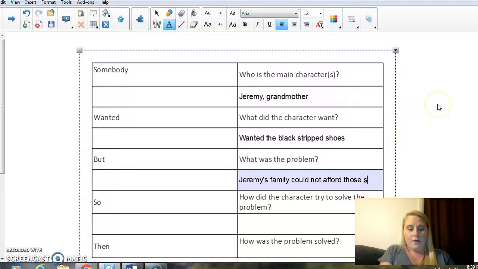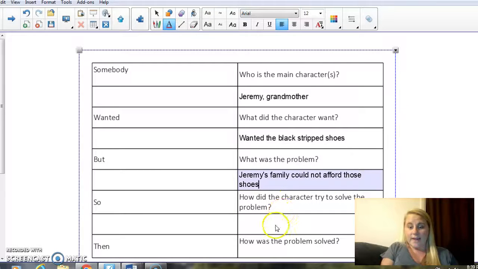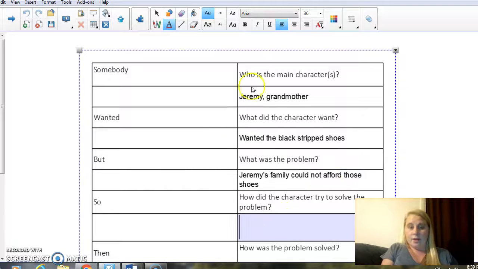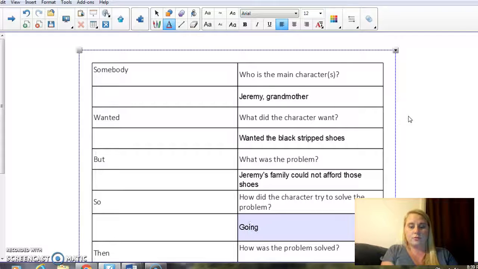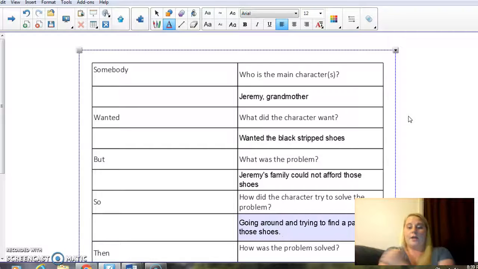And so throughout this rising action, it talks about the different ways that the grandmother and Jeremy try to solve the problem. As they try to solve this problem in the rising action, they are going around and trying to find a pair of those shoes that they can afford. There is a climax in the story where they find those shoes.